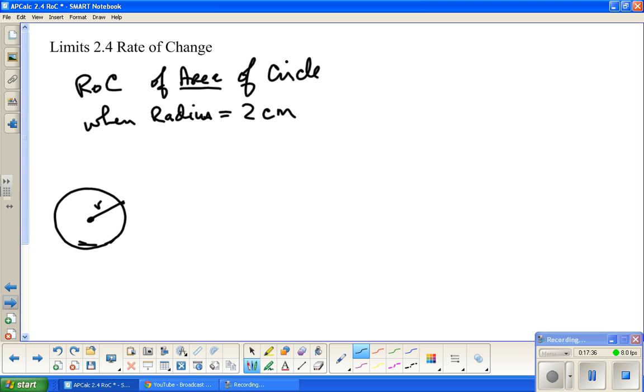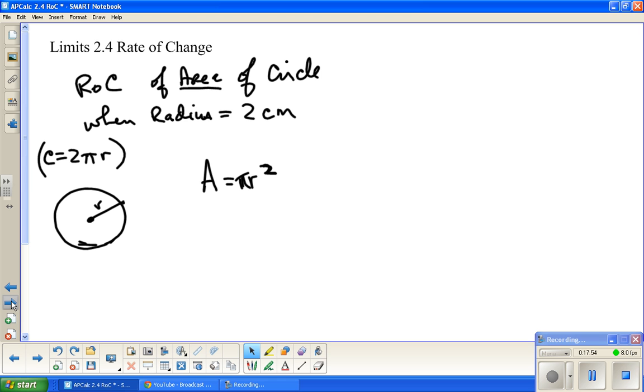You should be familiar with a cute little formula for the area of a circle, pi r squared. Worth noting that circumference is 2 pi r. And just a reminder that if we're going to have square units for area, we have to square something, and that would be the radius. So we want to know how fast it's changing as the radius is changing, and when that radius is 2.